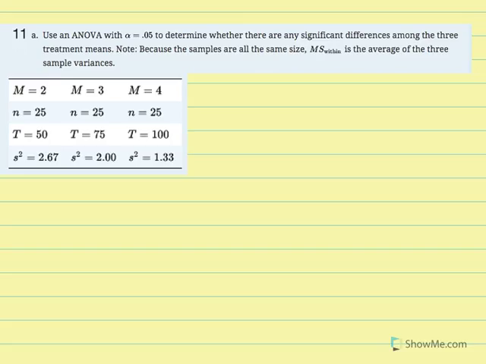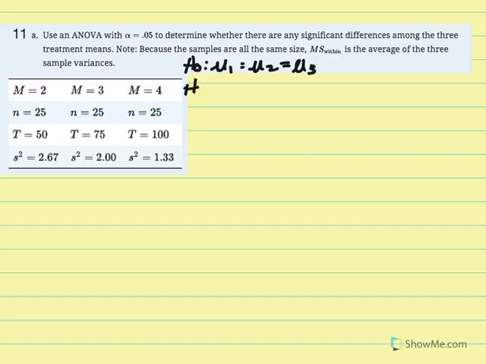Number 11, use an ANOVA with alpha 0.05 to determine whether there are any significant differences among the three treatment means. Note, because the samples are all the same size, MS within is the average of the three sample variances. We'll come back to that in a second. But for now, we'll begin with our research and null. Our null says, again, that population 1 will equal population 2, which will equal population 3. No differences in these three different populations or conditions.